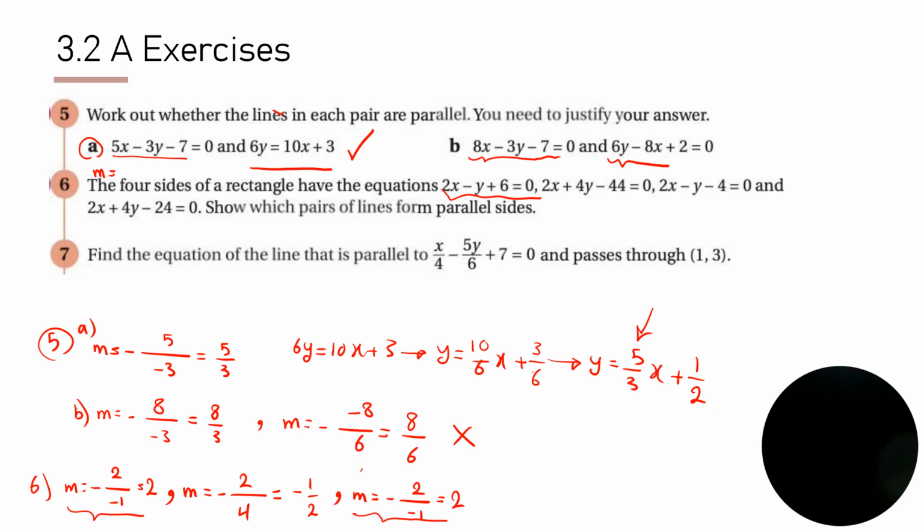Okay, question 7. Find the equation of a line that is parallel to this one and passes through (1, 3). First we need to find the gradient. M is equal to negative the coefficient of x, which is 1 over 4. Just remember here, it seems to be like 1 over 4. This can be the coefficient. Okay, over the coefficient of y, which is negative 5 over 6.